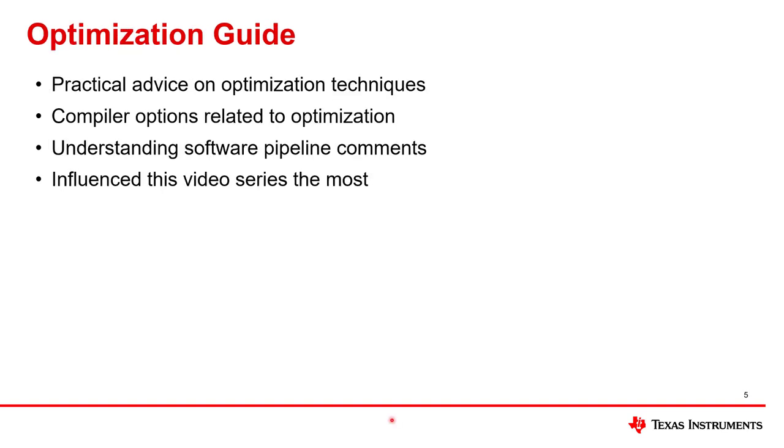Here are some details regarding the optimization guide. So this is practical advice on optimization techniques. This is where you're going to find several things being combined together at once to achieve some particular effect. It also covers the compiler options related to optimization, goes through them and discusses them in some detail.